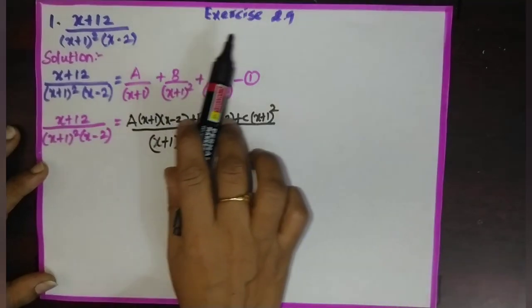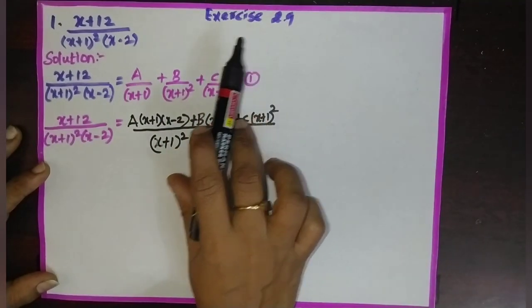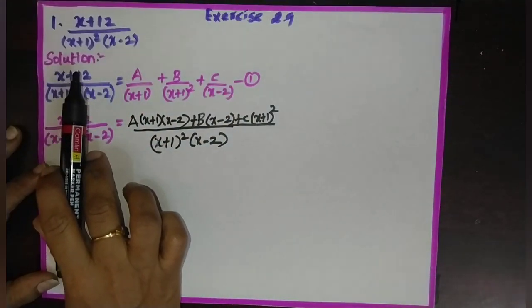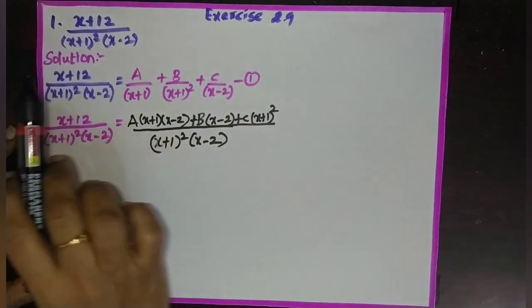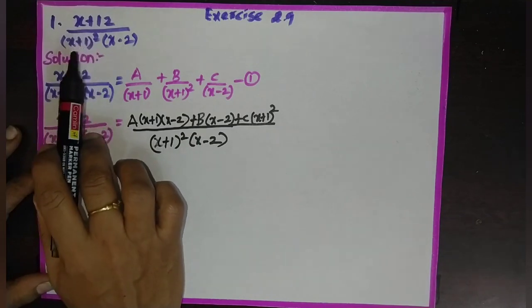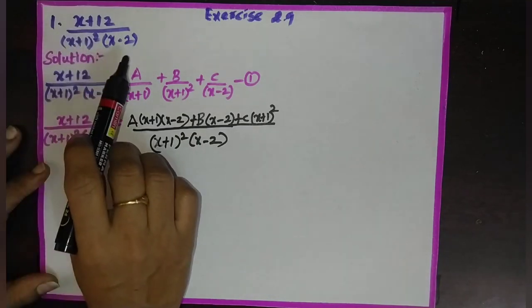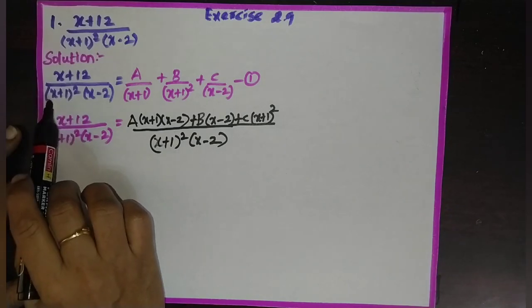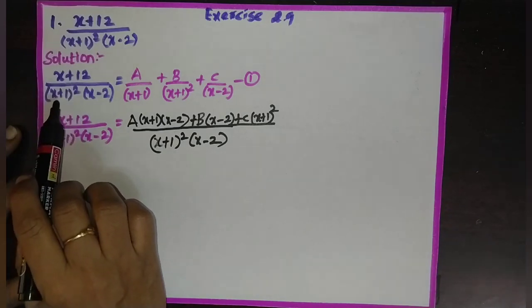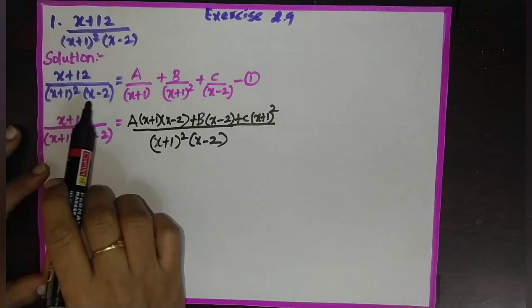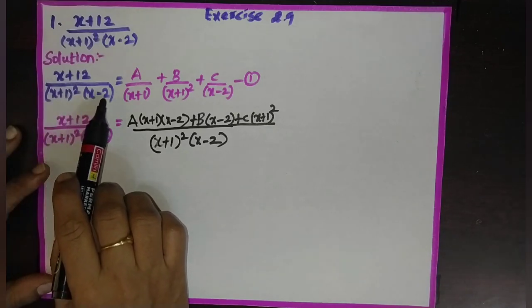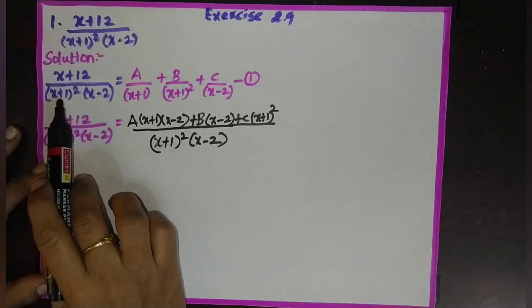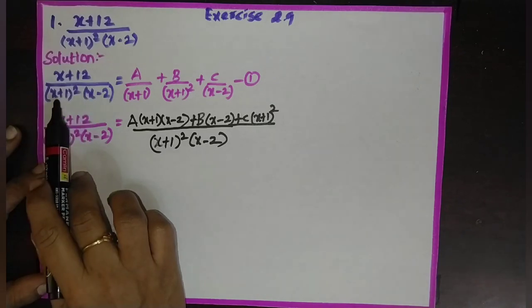Last video we have seen exercise 2.9. In this video we are going to see the remaining exercise sums. Question number 1, x plus 12 by x plus 1 the whole square into x minus 2. See the denominator, we have x plus 1 the whole square is a repeated factor with degree 2. X minus 2 with degree 1. So it comes under type 1 and type 2.